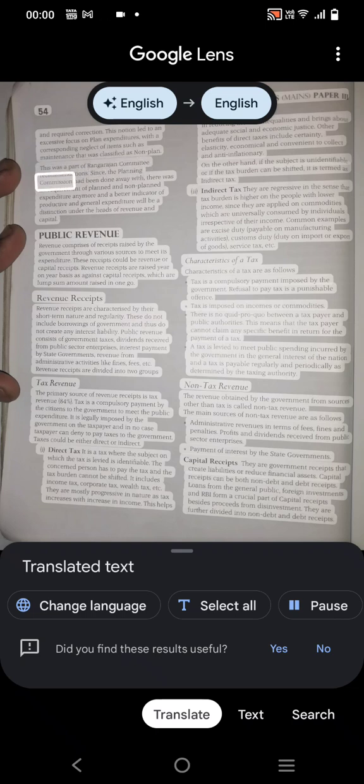Since the Planning Commission had been done away with, there was no requirement of planned and non-planned expenditure anymore, and a better indicator of productive and general expenditure will be a distinction under the heads of revenue and capital.